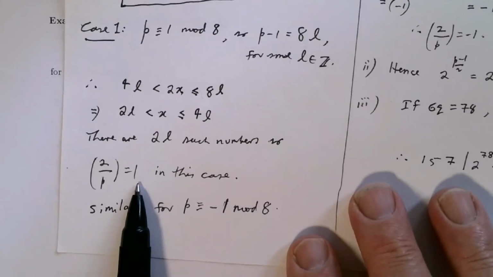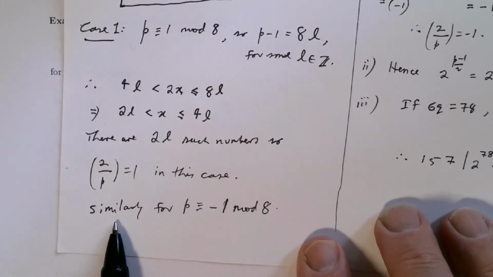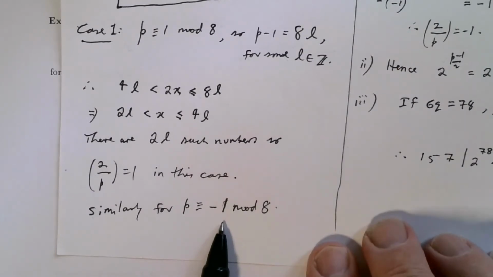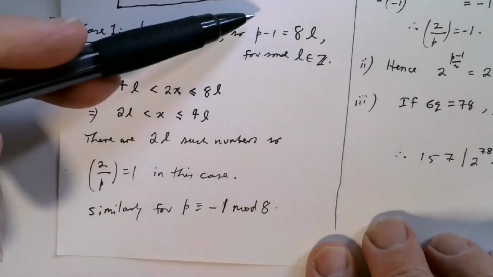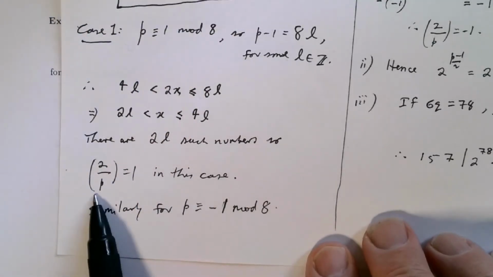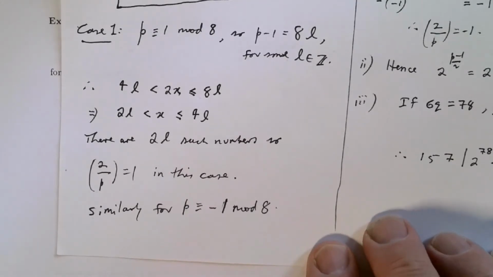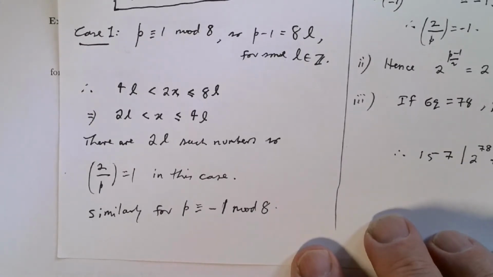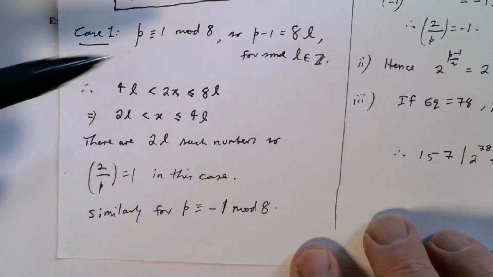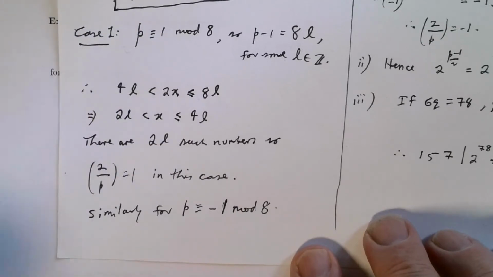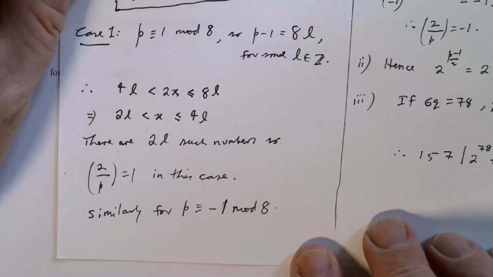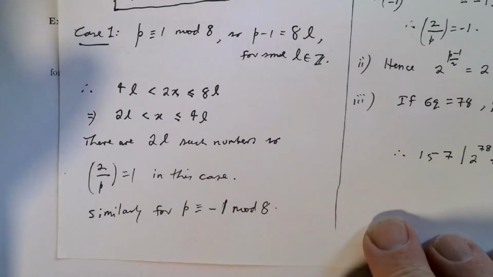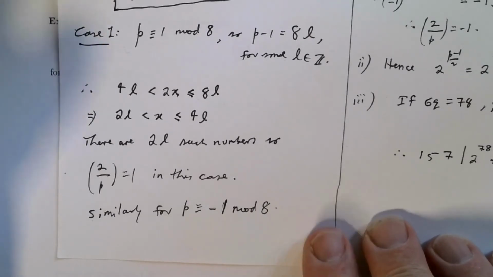Now you can do a similar case, which I'll leave you to do, for p is minus 1 modulo 8. You do exactly the same thing: you'll get p plus 1 is 8L, and you do similar calculations and you'll find that 2 over p is 1. So 2 is a square modulo p if p is an odd prime congruent to plus or minus 1 modulo 8. The other case: if you're working modulo 8, then the only possibilities are 1 and minus 1, or 3 and minus 3. That is 1, 3, 5, or 7.